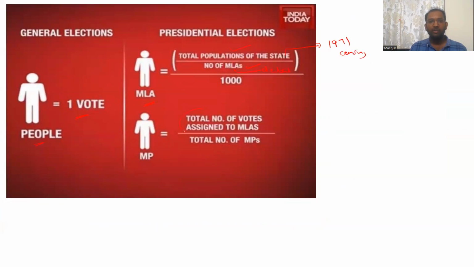Similarly, the total number of votes is assigned to MLAs of all states. Now, the value of votes of all states is summed, and the number you get, you divide it by the total number of elected MPs. This is the value of the vote of an MLA, and this is the value of the vote of an MP.